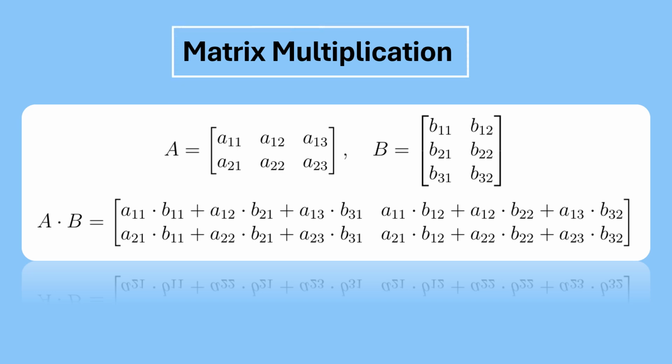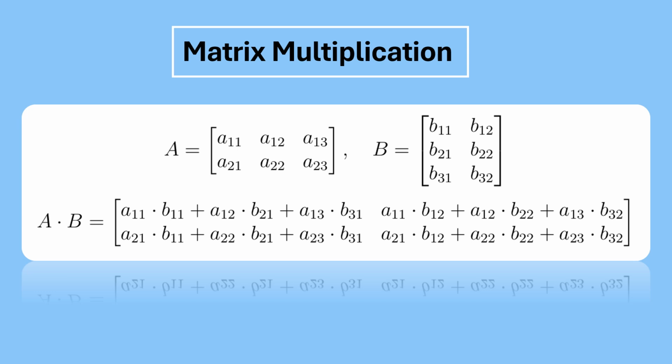Finally, we arrive at matrix multiplication. This operation combines two matrices to form a new matrix. Matrix multiplication is only possible when the number of columns in the first matrix matches the number of rows in the second matrix. To compute the product, we calculate the dot product of each row in the first matrix with each column in the second matrix.